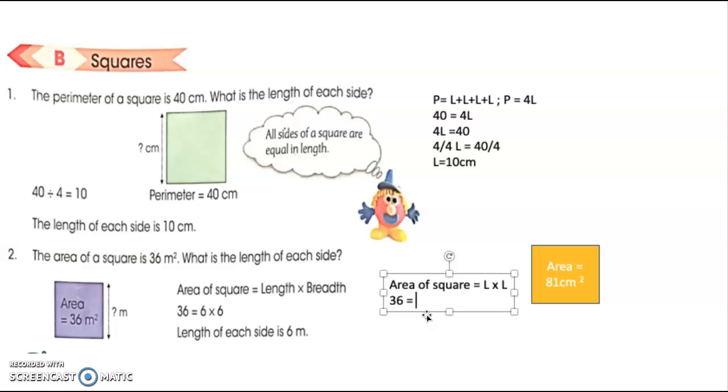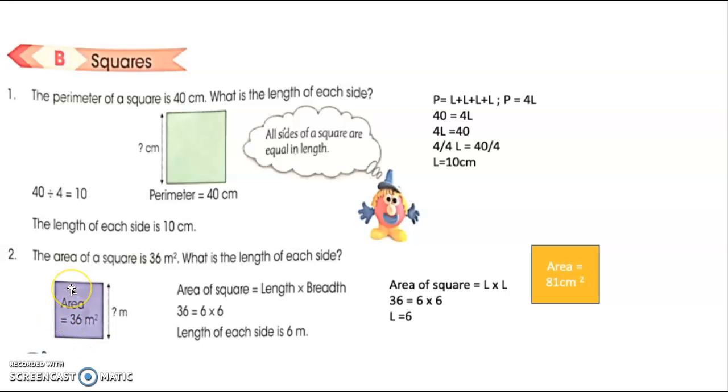Here you must understand which number, when you multiply it with itself, gives you the same number. For example, 6 times 6 you get 36. 5 times 5 you get 25. If the area is 25, then the length will be 5, right? Because 5 times 5 is 25. So how to get 36 when you multiply similar numbers? That is 6 times 6, right? Therefore the length will be equal to 6, isn't it?